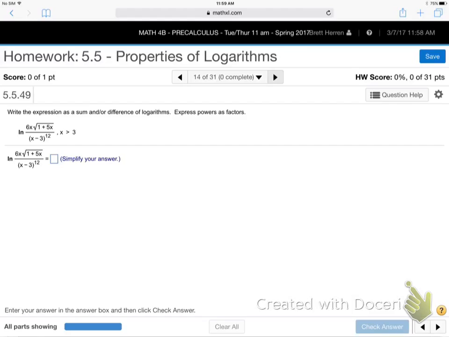All right, so same kind of thing. Can you break that one log into several logs? See how you have 6x multiplied by the root on the top, divided by the x minus 3 to the 12th. So that becomes subtraction. The root, you remember that's a half power, so that'll put the half in the front. Don't worry about the x greater than 3. We don't have to do anything with that.